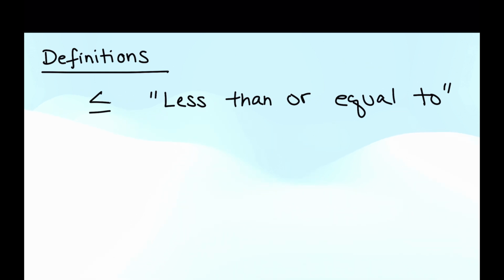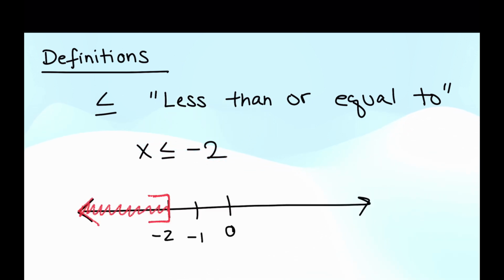All right, 2 more symbols. The following is our less than or equal to symbol. So I could say something like x is less than or equal to negative 2. That's going to be all values that are smaller than negative 2. But because we have that little line, that indicates that we could also be equal to negative 2. And so we can denote that by putting a square bracket in at negative 2. We could also use a closed circle, a colored in circle, instead of the square bracket. And that indicates that negative 2 is part of our solution set, as well as everything that is smaller than negative 2.